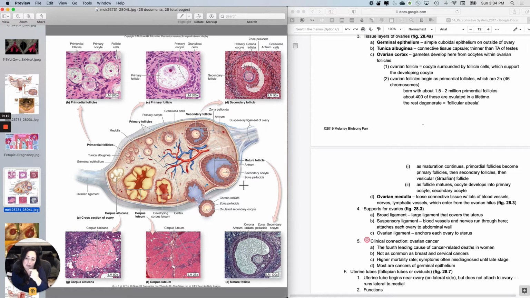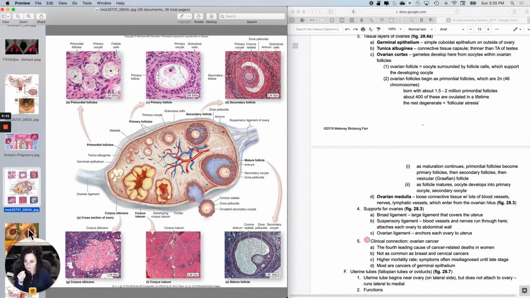And then when the woman is ready to ovulate, this thing actually has to bust through the wall of the ovary, meaning it has to bust through the tunica albuginea and the germinal epithelium. When this occurs, sometimes women have a little bit of spotting. Sometimes there's a little bleeding associated with it. And some women can feel it when that occurs.